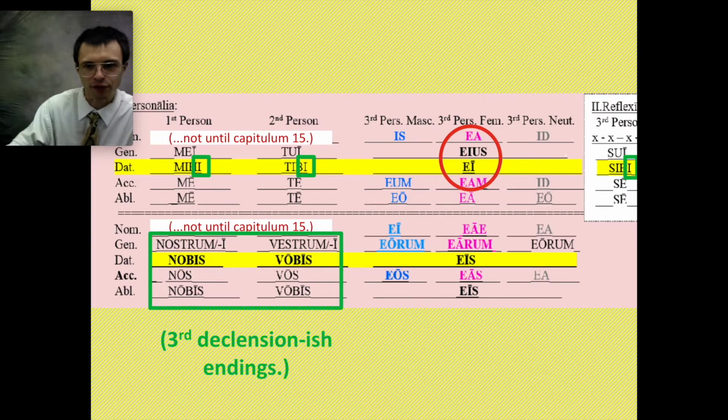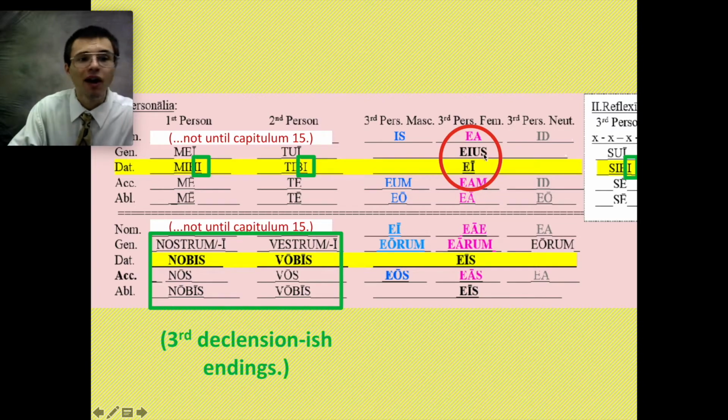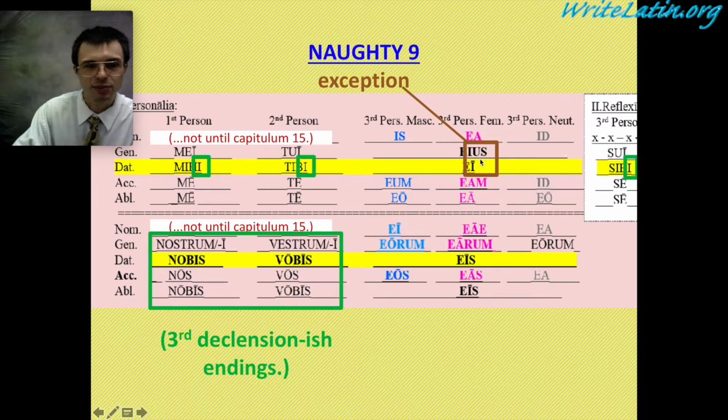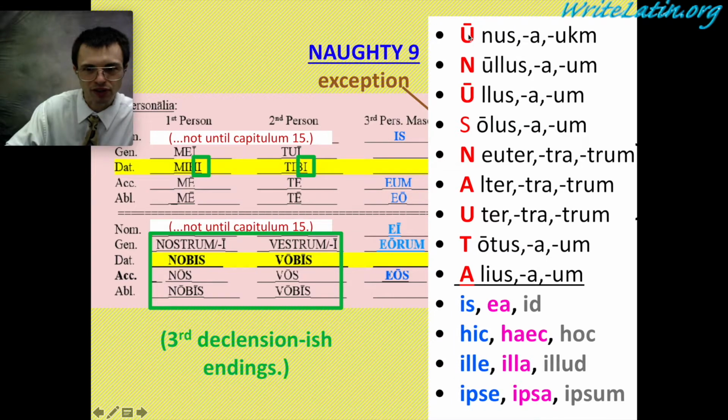Over here on the right, eius, if you look at eius, you have never seen that. You should be flipping out when you see that as the genitive. The reason for that is because this is a class, a small exception of 13 adjectives called the naughty 9. And they are naughty because they have this characteristic exception that they make their genitive singular and dative singular differently. So of him, of her, of it, to or for him, to or for it. Now if you want to know the naughty 9, the way you remember it is unus nauta. They are unus, nullus, ullus, solus, neuter, alter, uter, totus, alius. Unus nauta, which translates in Latin as one sailor.